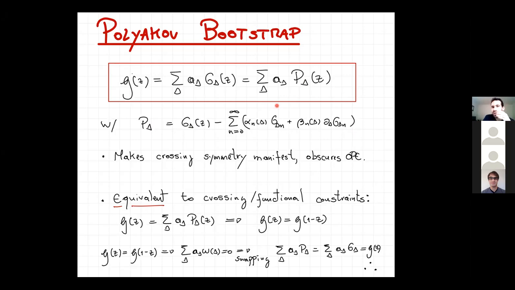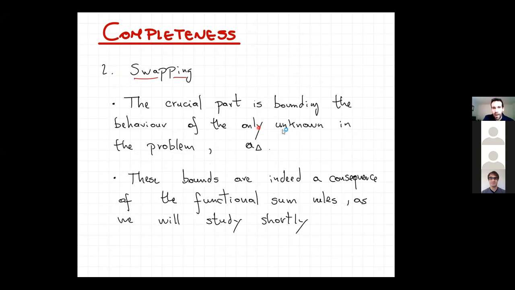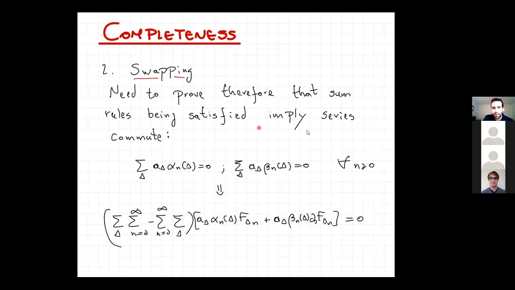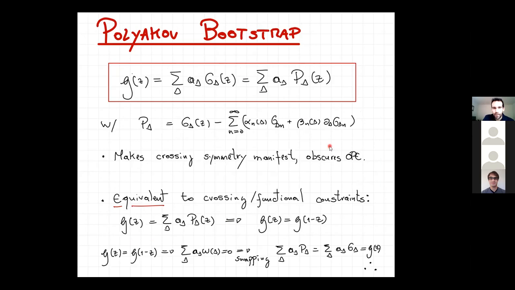The difference here from their work is that, since they didn't have this language of functionals, it was not clear how to fix this contact term ambiguity. In many cases, this ambiguity turns out not to matter, but the functionals completely fix it here in this particular case of these D equals one CFTs. And the Polyakov bootstrap is useful for other reasons that we'll discuss later.